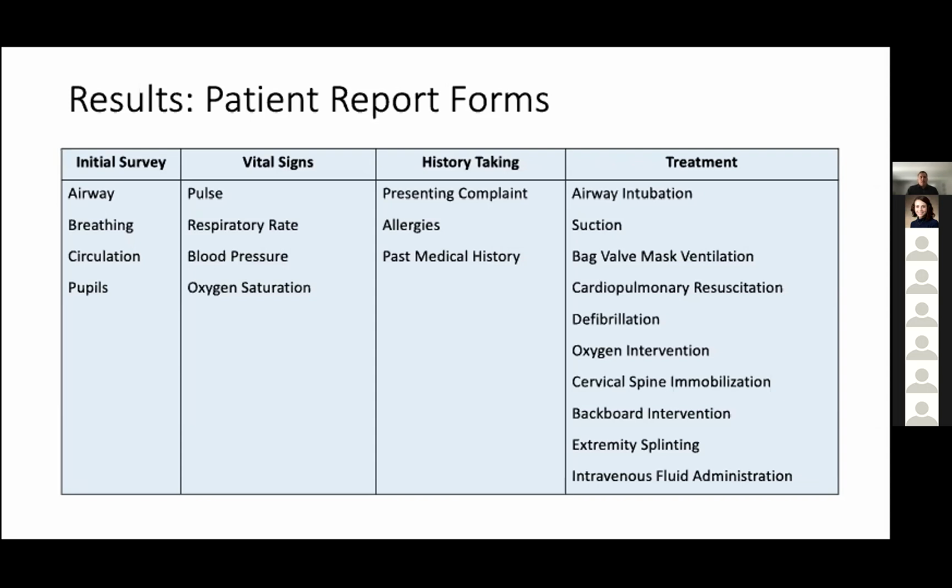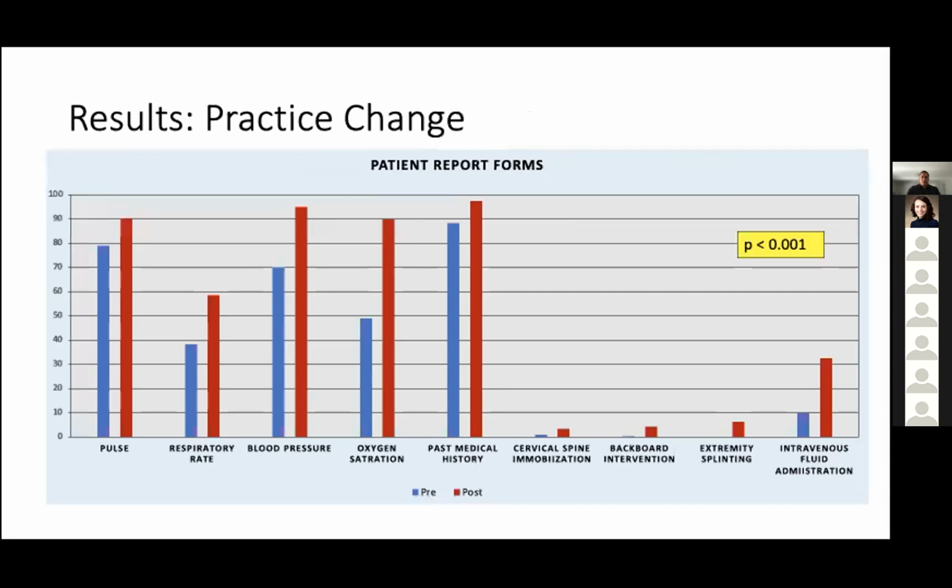Looking at the patient report forms and matching it up with what we taught, we found that there were 21 separate actions that could be evaluated. And again, these are all actions that were taught in the training and could also be recorded on the patient report forms. So we did find an improvement in 9 of the 21 actions that were taught, a significant improvement in just taking vital signs, and that's really this first part on the left. We did see an improvement in documenting past medical history.